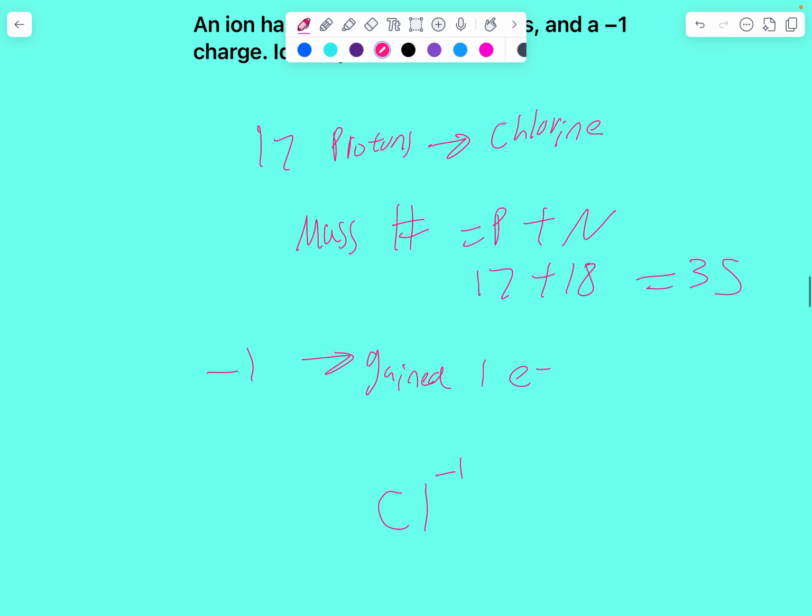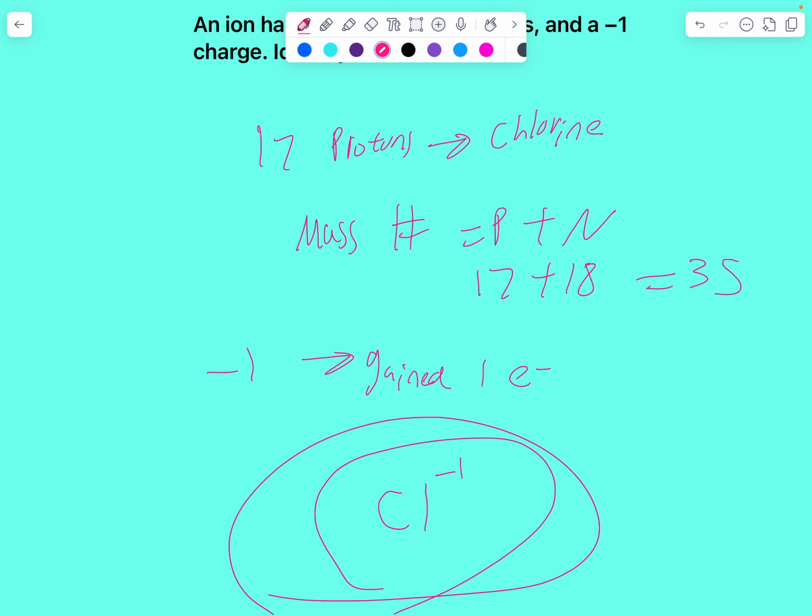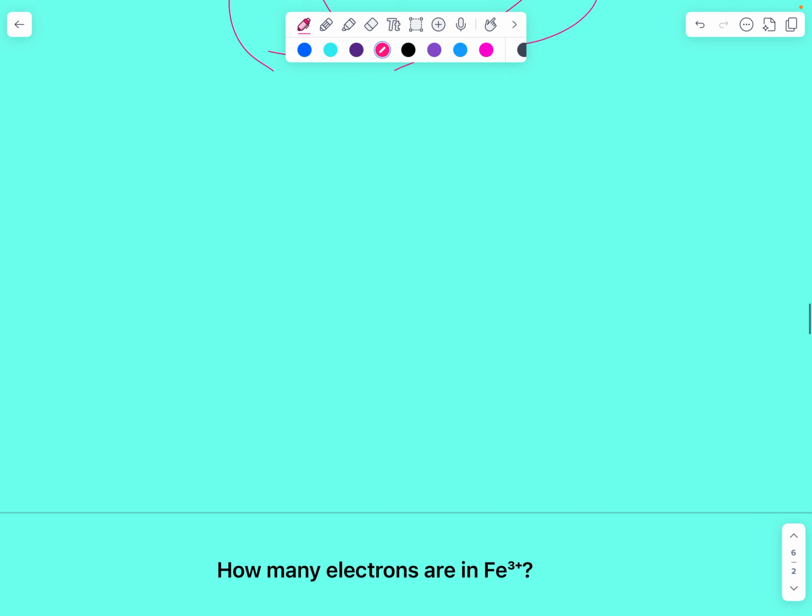This is a classic Gen Chem exam question. They give you pieces, and they see if you panic. Look out, y'all. Let's do the next one.